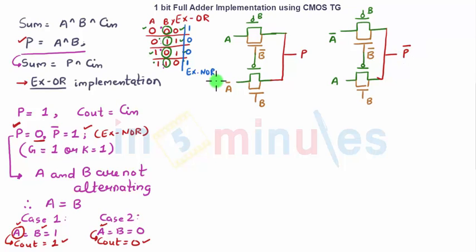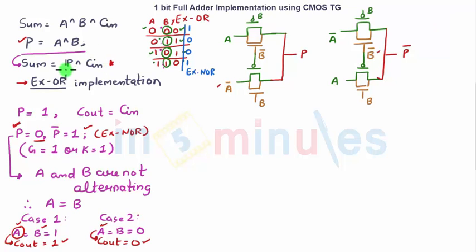And we know that this A bar and B bar can easily be got from an inverter. Assume that A is the input, give it to an inverter, we get an A bar, and B is an input, give it to an inverter, and we get a B bar. So now we have propagate signal and propagate bar signal. Let's first go ahead and implement the sum.